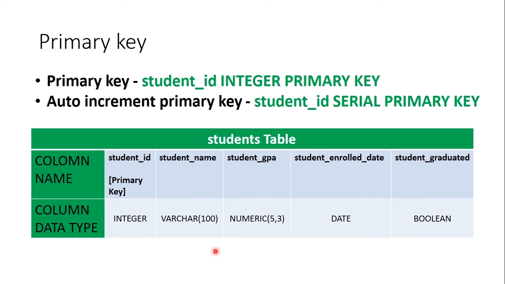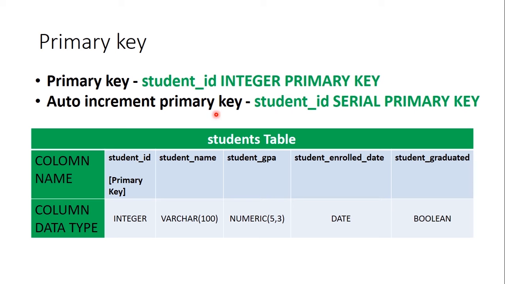Now we can add a primary key to our table. So what's a primary key? A primary key is a column that has unique values for each row. So by a primary key, we can uniquely identify each row in a table. So how can we add a primary key to our table? Let's say our student ID can be the primary key. So student ID integer primary key, like this.